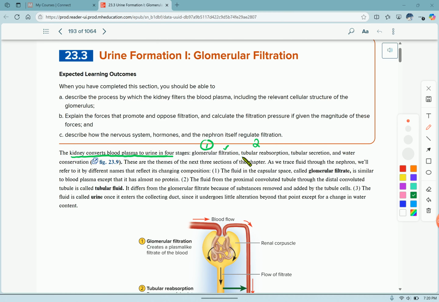And then you have tubular reabsorption. So this is keeping of the good stuff. And then you have tubular secretion. Okay, this is getting rid of the bad stuff. And water conservation, which means you're going to keep more water than you're going to get rid of.